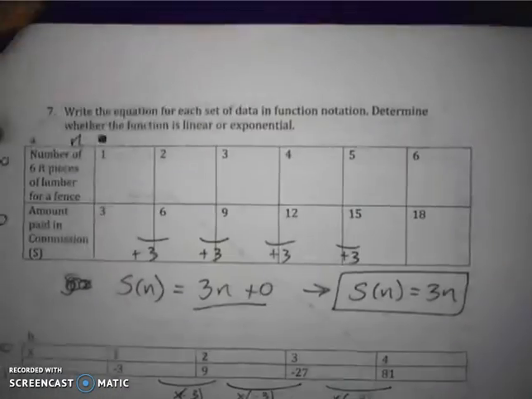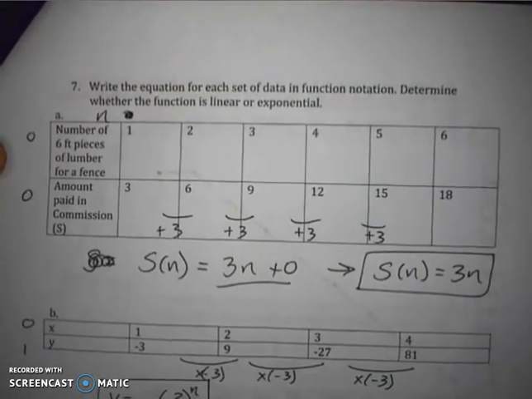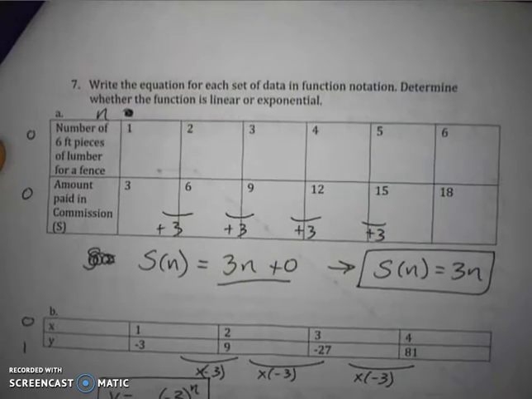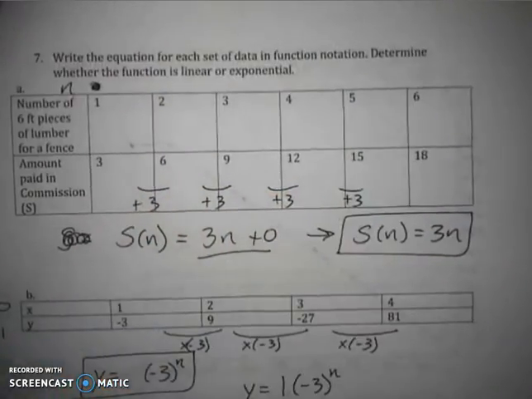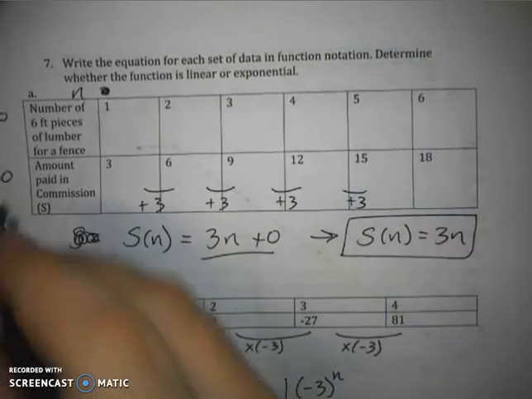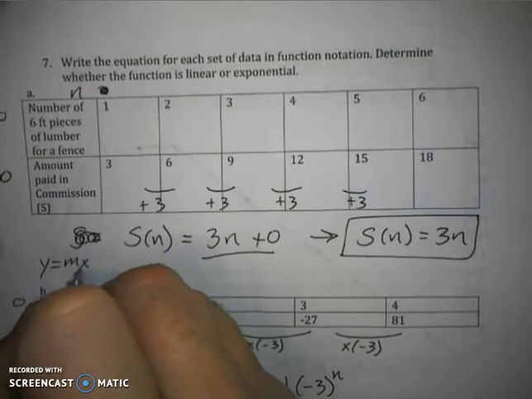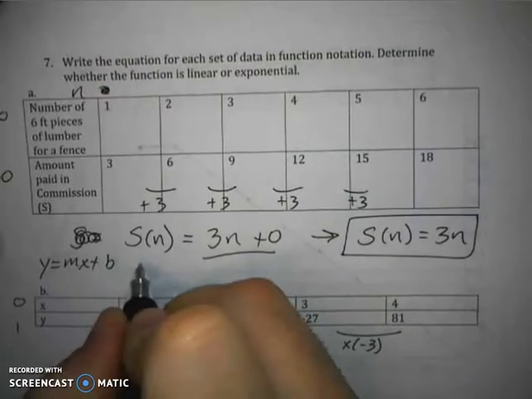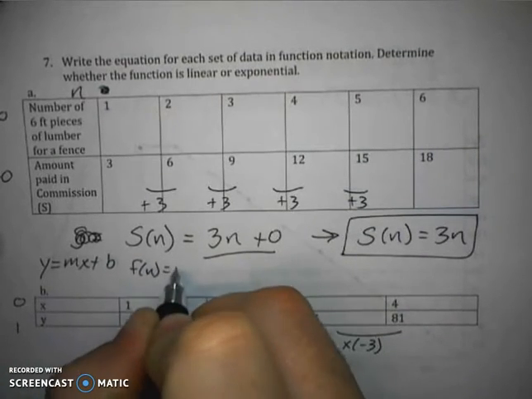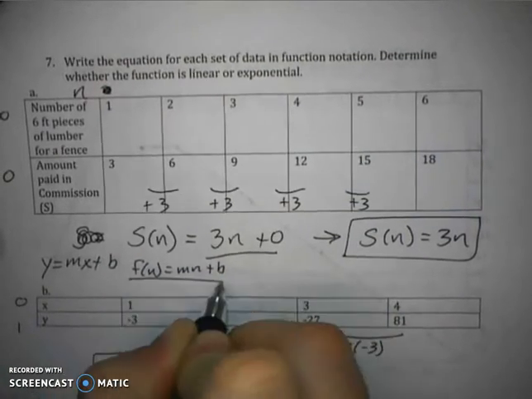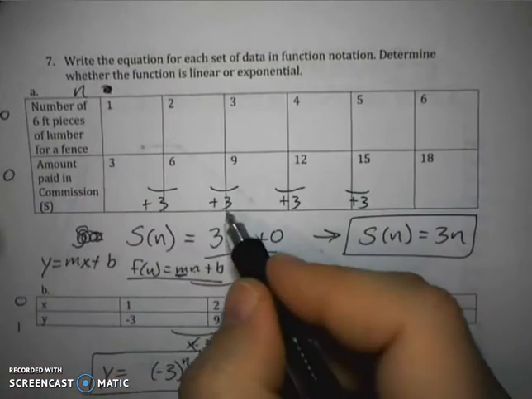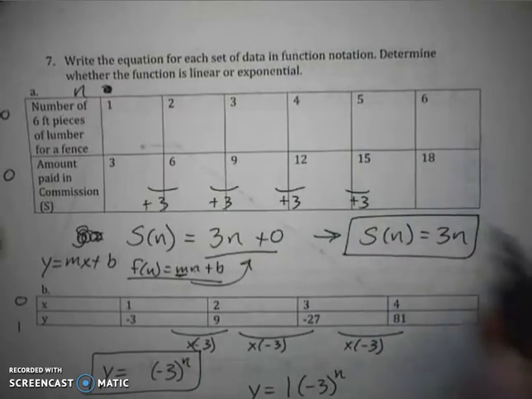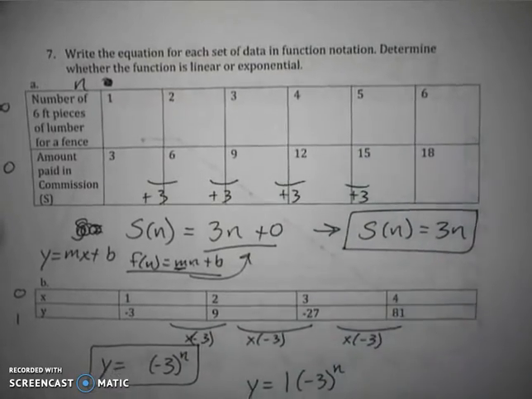Okay, 7, A and B, you are to identify it to be able to write the function rule. Okay, this is linear, so it's a function rule that will always follow this pattern, y equals mx plus b, or f of n equals mn plus b, where this m times the n is what we're changing by. So this is the function rule you should get.